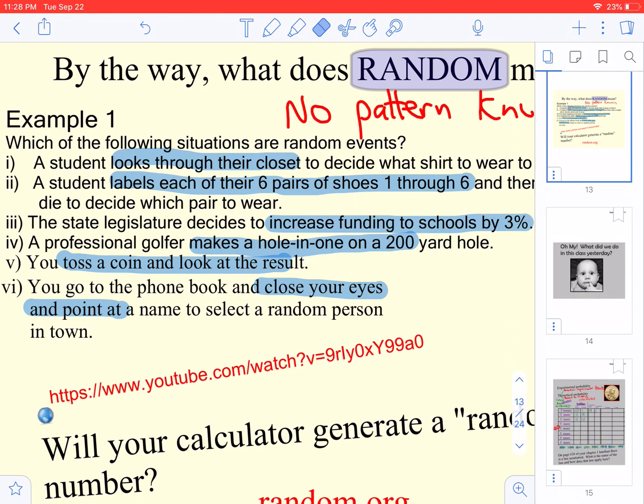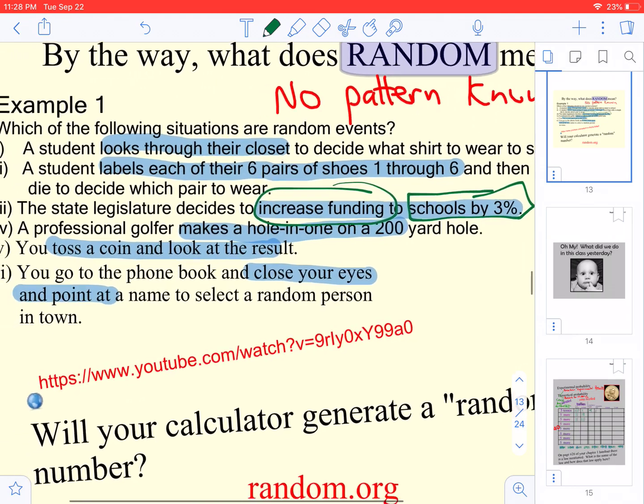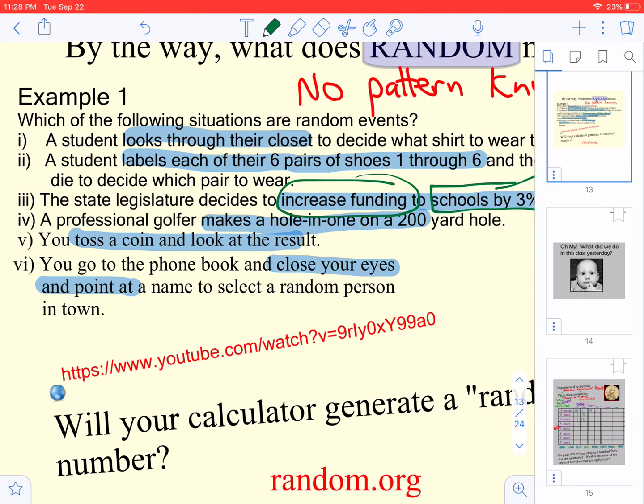The state legislature deciding to increase funding for schools, even though it's unlikely that we see increases in funding, we don't want to call that random, because again, though we don't know how the legislature works, this is predictable based upon who's in the Senate, what party controls the Senate, that kind of thing. All right, based on how much funding there is.